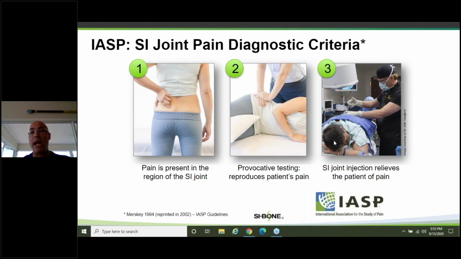And frequently, what I like to do is use the anesthetic with a steroid so we can provide some relief, hopefully long-lasting relief. But even if the pain comes back, it doesn't mean that's not the diagnosis. It just means the anesthetic wore off and the steroid didn't reduce the inflammation enough to give you long-lasting relief.